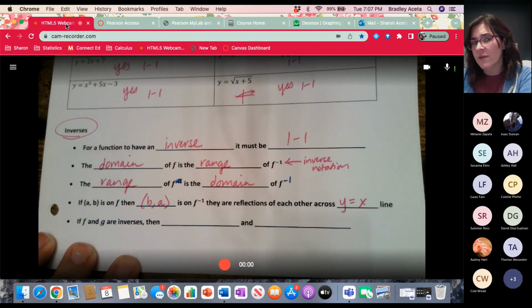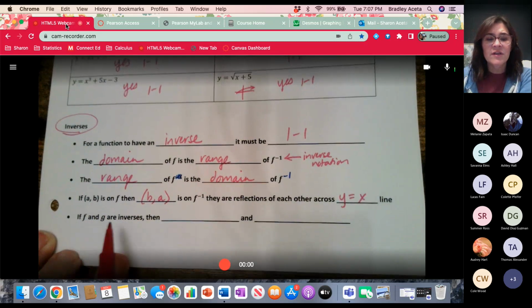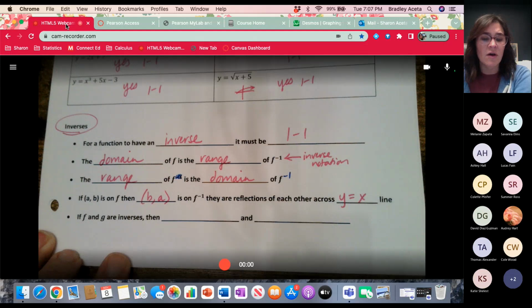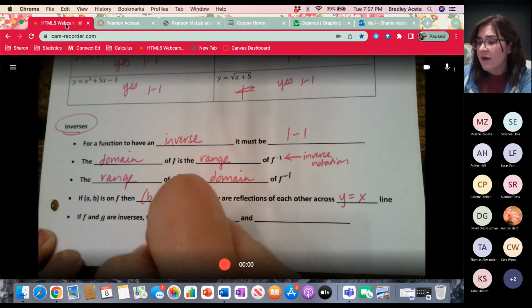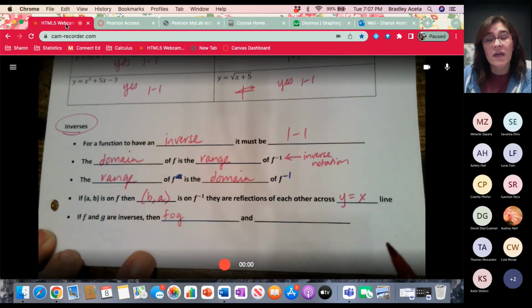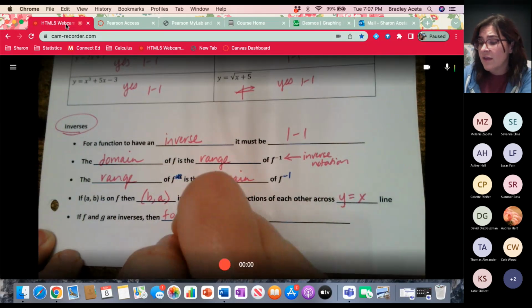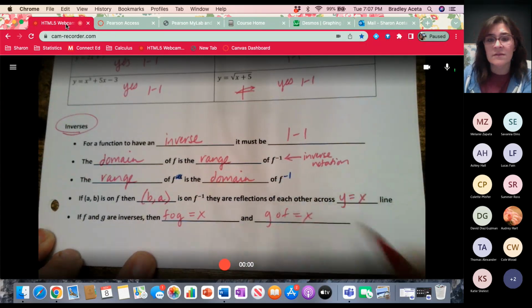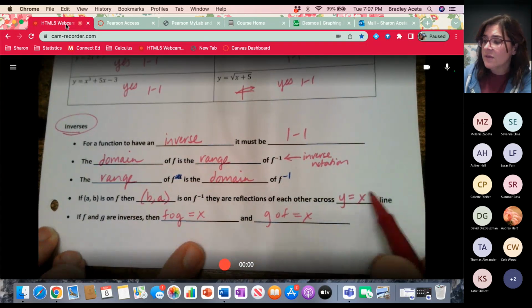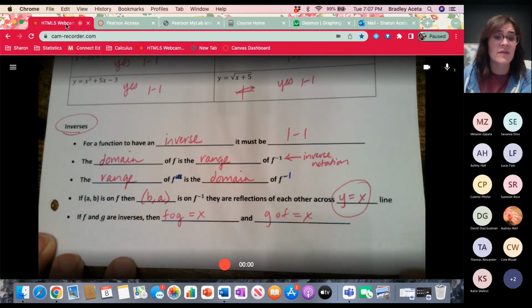Okay, so this is all information about inverses, and we're going to do examples of this so it'll make more sense for you. So don't worry about it. And then if I tell you that two functions, f and g, are inverses of each other, then f of g, if you remember how to do that, if you compose them, equals x, and g of f will also equal x. Why does it equal x? Because they're going to flip over that y equals x line. So that's what makes them inverses of each other.